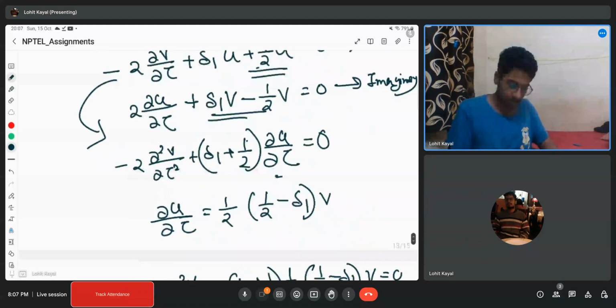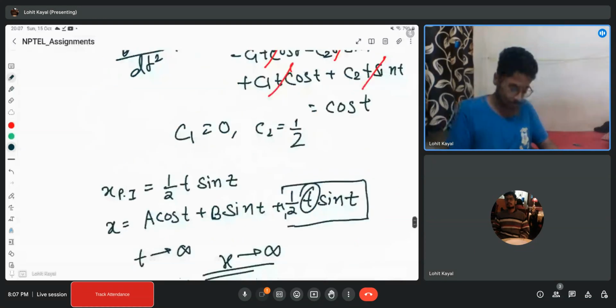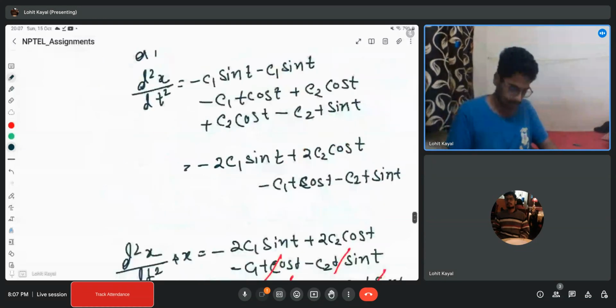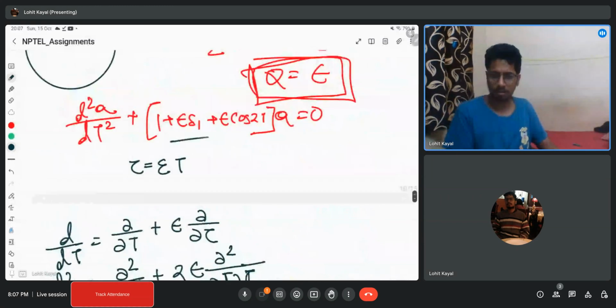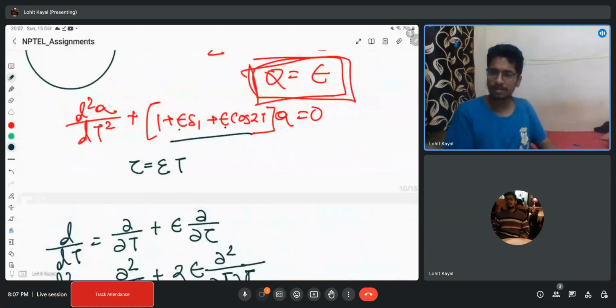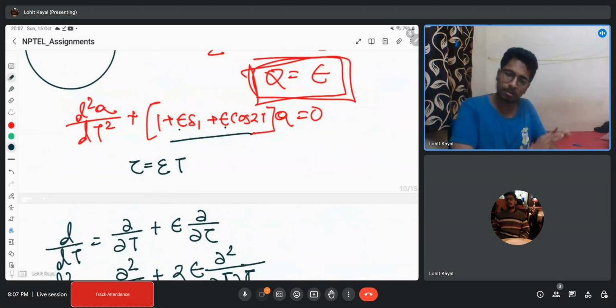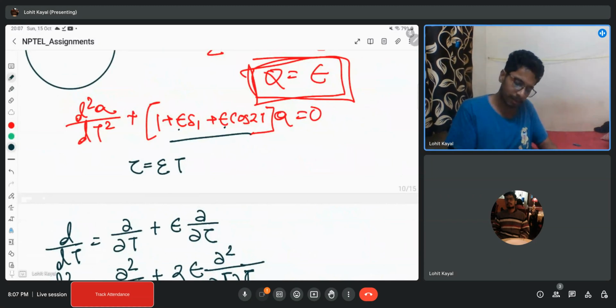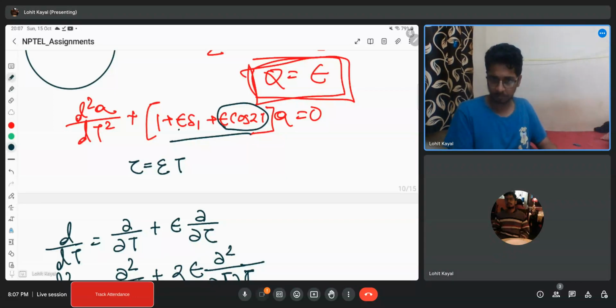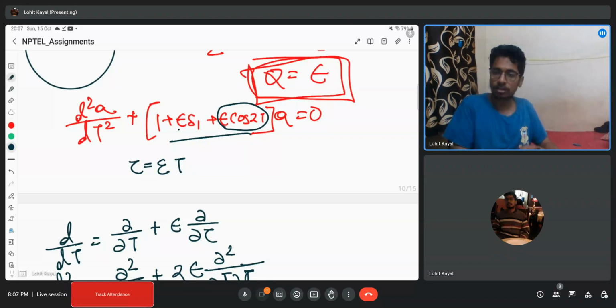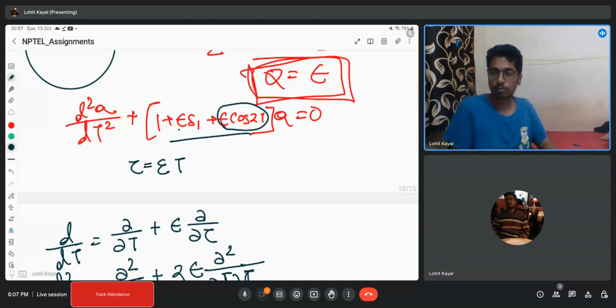Because why? What is the original equation? Yeah, this is the one. Epsilon is a very small number. If there is only 1 plus epsilon delta 1, we will only have an oscillatory solution, and we perturb it by a small amount. So obviously we are expecting an oscillatory solution with some kind of modification. If the solution is not oscillatory, then there is some problem.